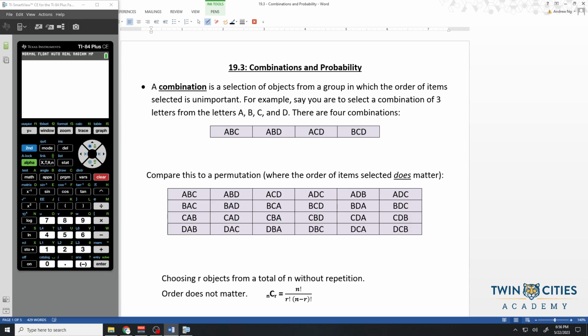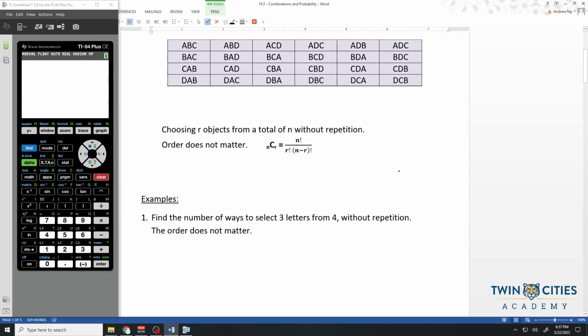So a combination is a selection of objects from a group in which the order of items selected is unimportant. For example, say you are looking at the letters A, B, C, and D, and you just want to choose 3 of those 4. Well, if the order doesn't matter, you could have ABC, ABD, ACD, or BCD. Those are the different combinations. Compare this to permutations, which we talked about last time, where the order does matter. If the order does matter, then all of a sudden, instead of just these 4 combinations, you're going to be dealing with 24 permutations. So it's quite a difference.